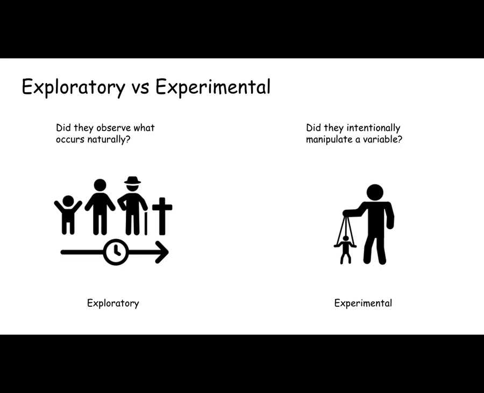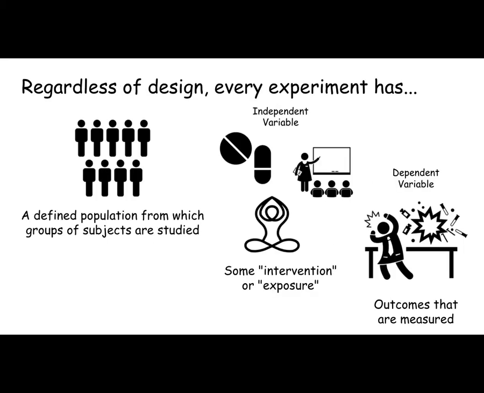However, every kind of experiment, whether it's exploratory or experimental, has three things in common. There's a defined population that you're sampling from, some sort of intervention or exposure that can be usual care, it can be something brand new. That's your independent variable, the thing that you're changing. And then the dependent variable, that's the outcome that's getting measured.